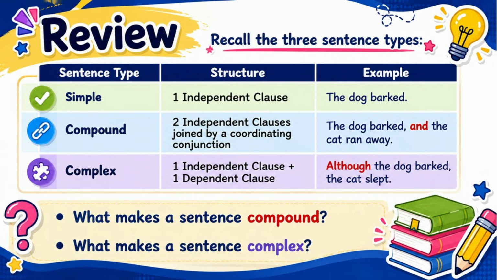Complex: 1 independent clause and 1 dependent clause. For example, although the dog barked, the cat slept. What makes a sentence compound? What makes a sentence complex?